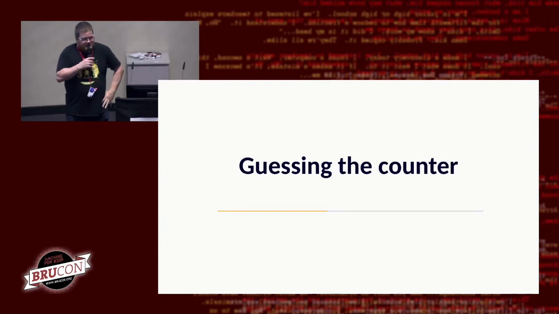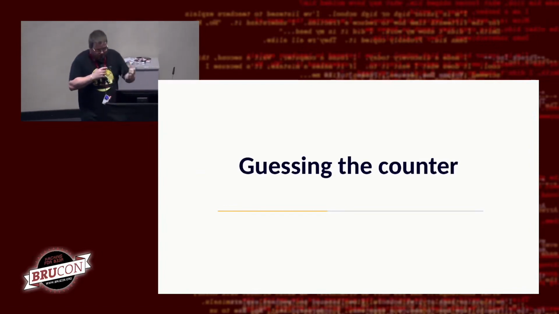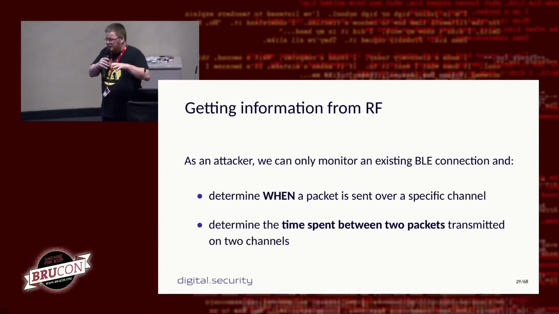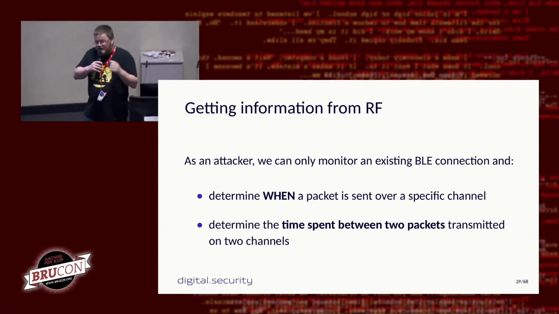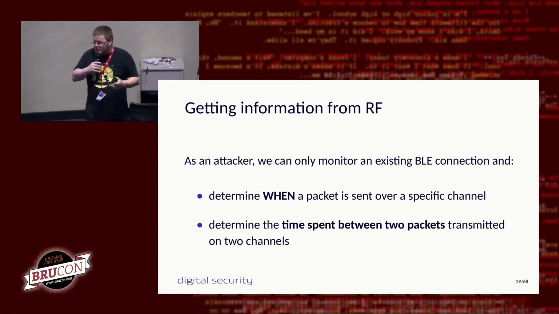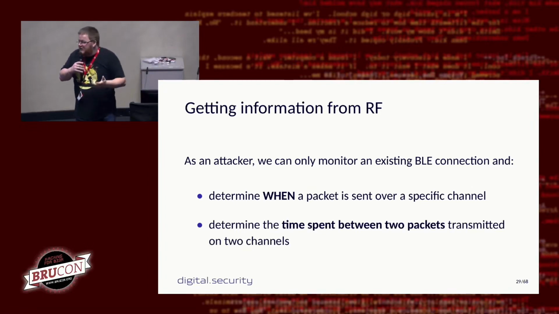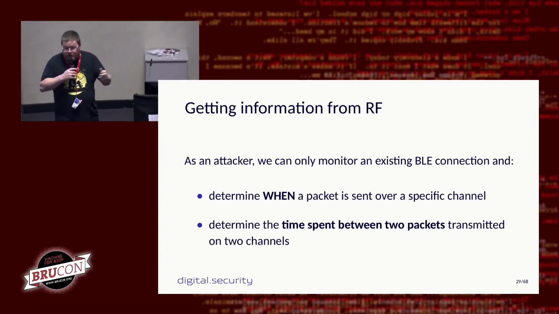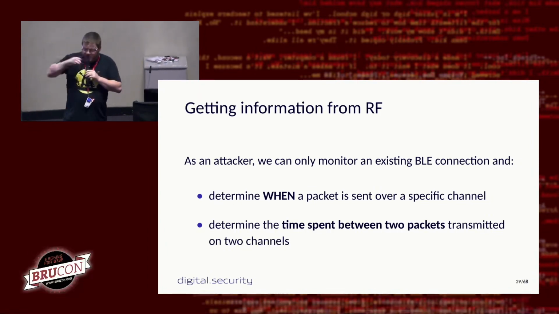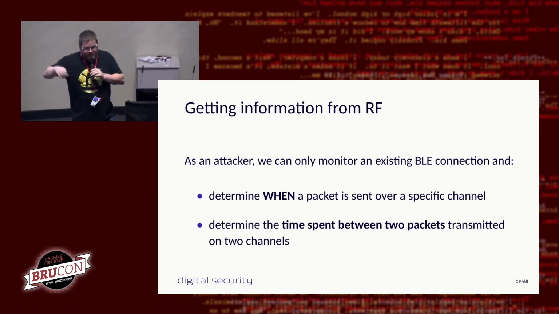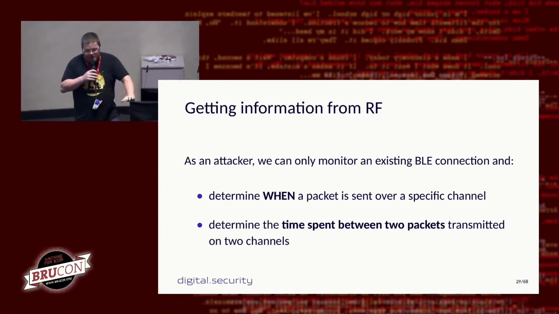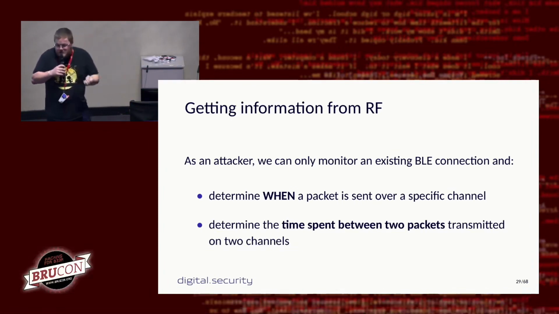So, how to do this? We are going to guess the value of the counter. As an attacker, we are external and don't have access to this counter value, so we have to guess it. The only way we can get information from an existing connection is to listen on a specific channel and wait for a packet to be received. So I can only tell at which time I get a packet on the channel. And if I measure the time between two packets on two different channels, I can measure the time spent between them. These are the two pieces of information I can use to break this PRNG.